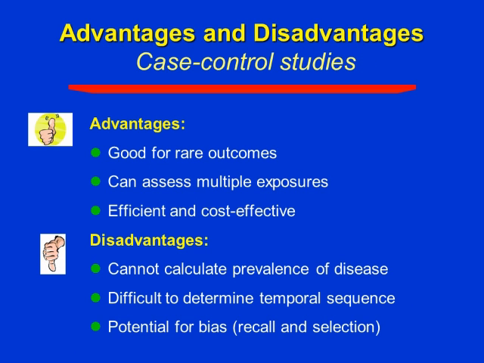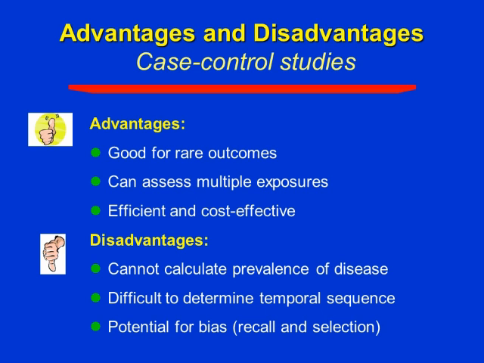In terms of advantages and disadvantages to case control studies, they're actually excellent for rare outcomes because you're selectively going out and identifying those cases of disease right away. You don't have to wait for them to happen. They're also very efficient because you can assess multiple exposures. You have people with disease, and you look backward in time, and you can look at all different types of factors that they might have been exposed to. Because of this, they're also very efficient and cost-effective.